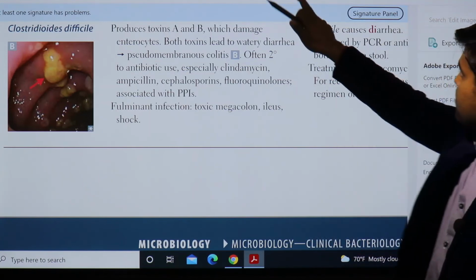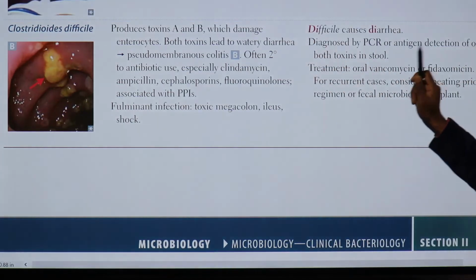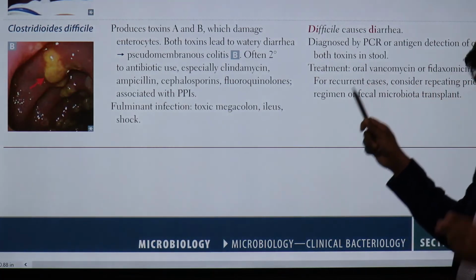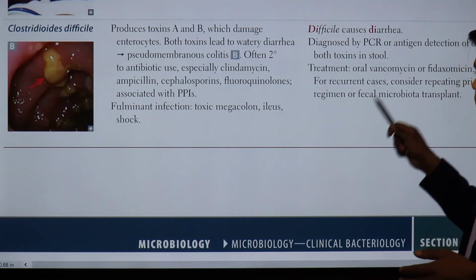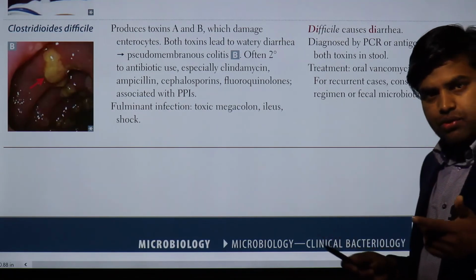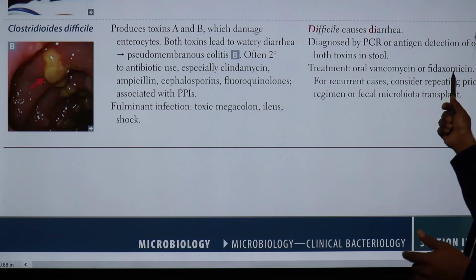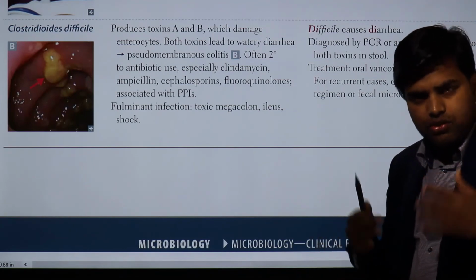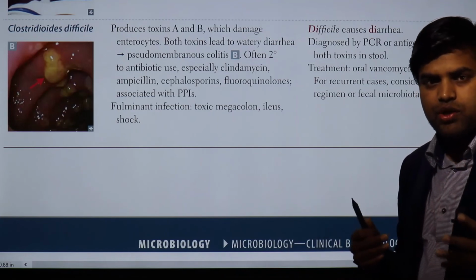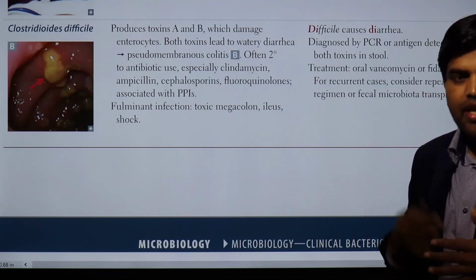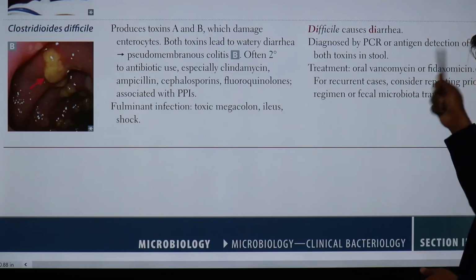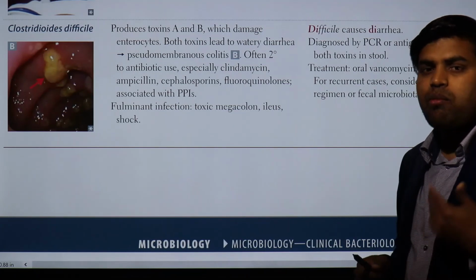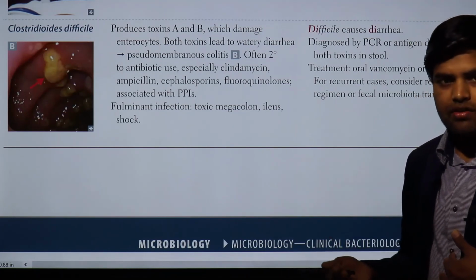Talking about diagnosis, we can diagnose by PCR or antigen detection of one or more toxins. Toxin will be helpful for detection. The treatment options, again, are oral vancomycin or fidaxomicin. Metronidazole now faces a lot of resistance. Although in the initial days metronidazole was one of the treatments of choice, now they have shifted to oral vancomycin or fidaxomicin. If the case is recurrent, then we may consider a fecal transplant.